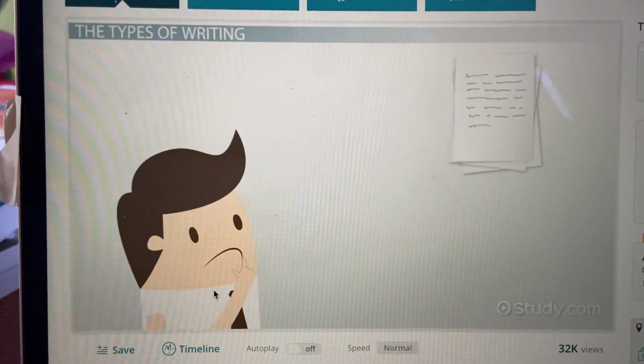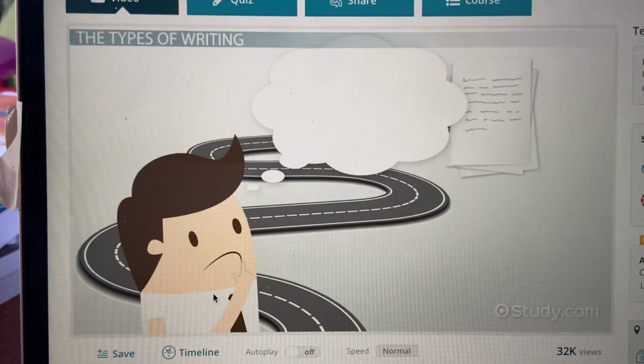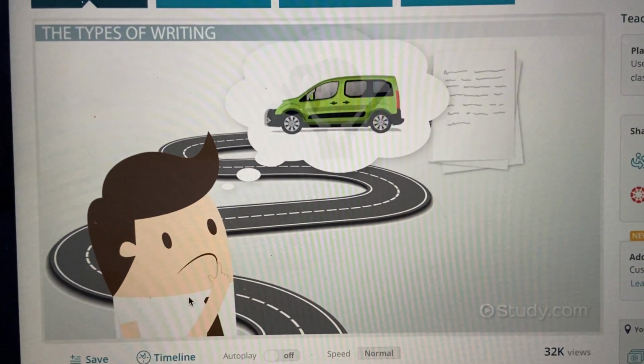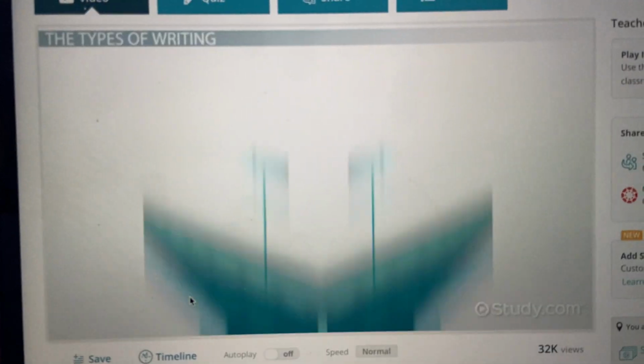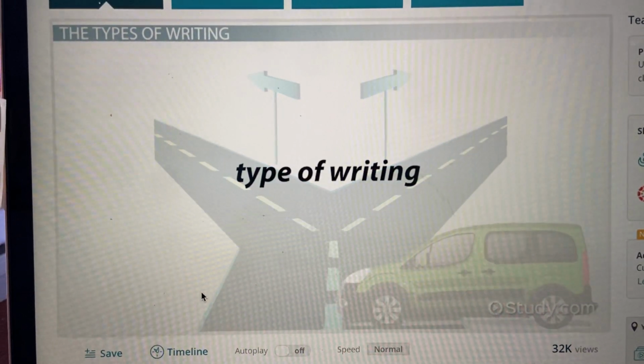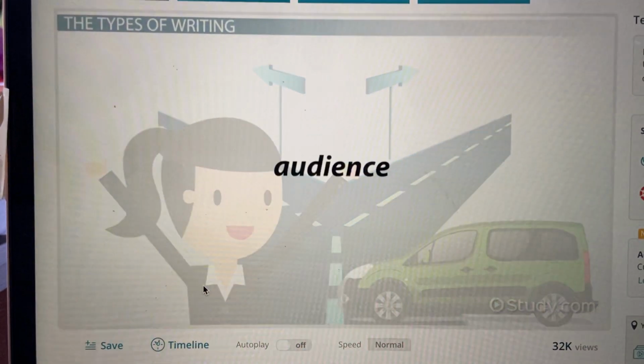Think of your piece of writing as a road trip. On this road trip, you've decided which way you want to go, how you are going to get there, and with whom you're traveling. Where you're going is your topic. How you're getting there is your type of writing, and who you're going with is your audience.